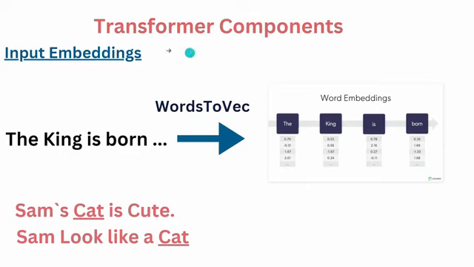What exactly the input embedding does is convert the text into vectors with the help of the word2vec embedding model, which allows us to convert the text into a vector, which is a numerical representation of text.